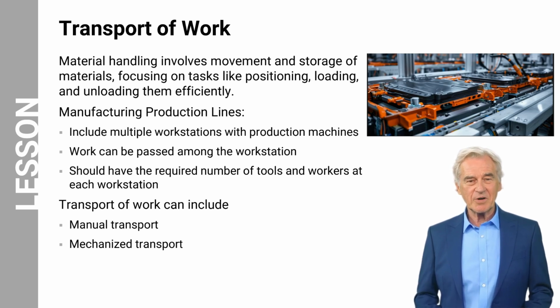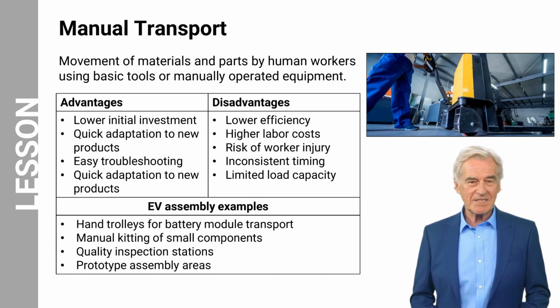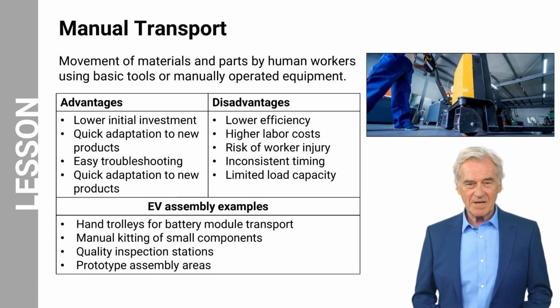Transporting materials or work units from one workstation to the next or from one production machine to the next can be accomplished in multiple ways, including manual and mechanized methods. Manual transport of work represents a material handling approach where human workers move components and materials using basic tools and manually operated equipment. While this method offers advantages such as lower initial capital investment and flexibility in adapting to new products, it comes with several operational challenges.